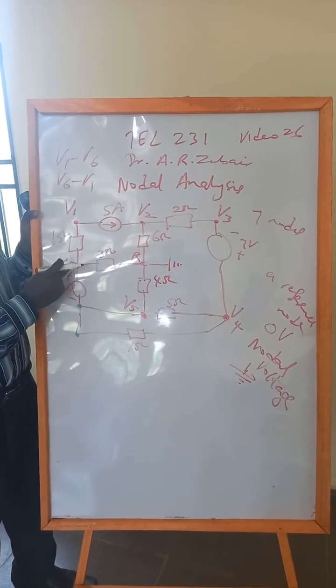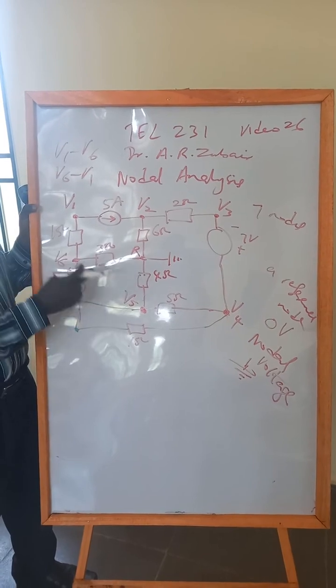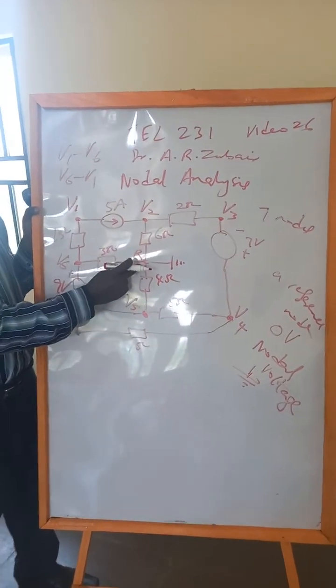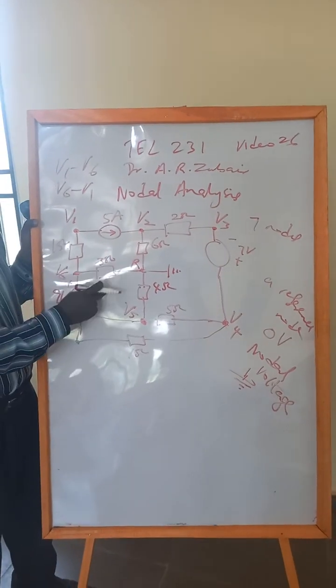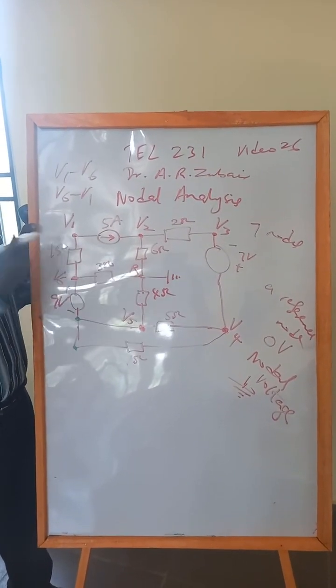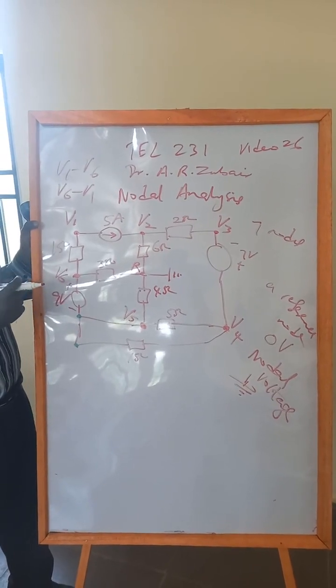So we're only going to be looking for V6. But if you choose another node as a reference, you're going to be looking for the voltage here and the voltage here to determine the current here. So it is wisdom for you to choose one of the nodes close to the resistor as your reference node.